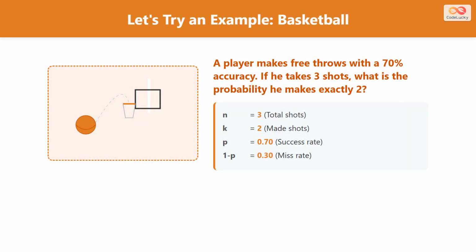Let's apply this to a real-world scenario. Imagine a basketball player who has a 70% free throw accuracy. If this player takes 3 shots, what is the probability that they make exactly 2 of them? Here, our total trials n is 3, our target successes k is 2, and our success rate p is 0.7.